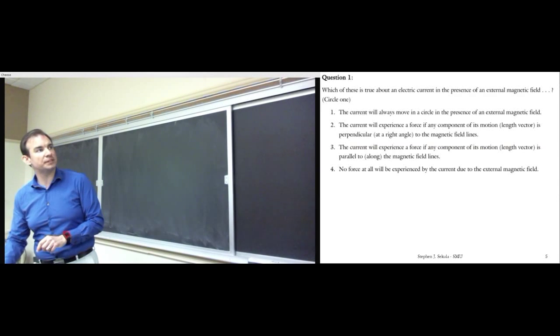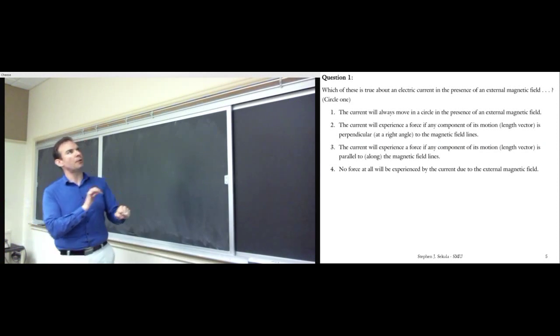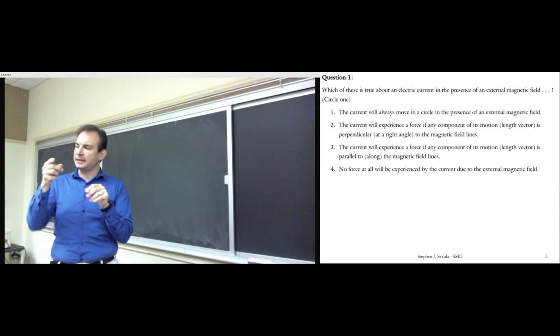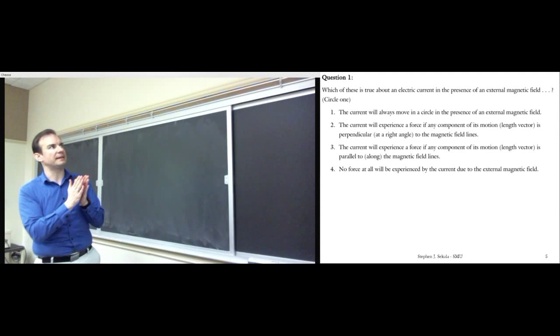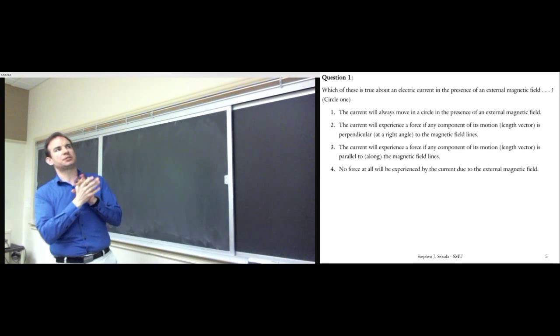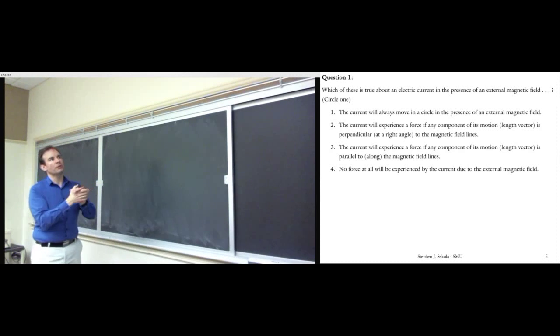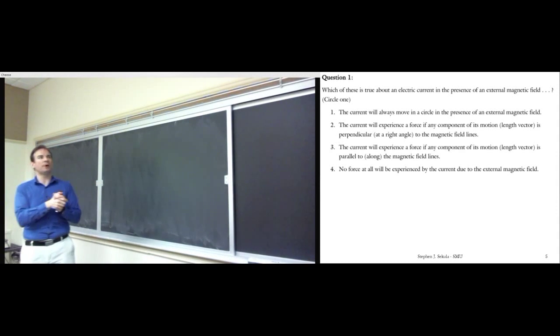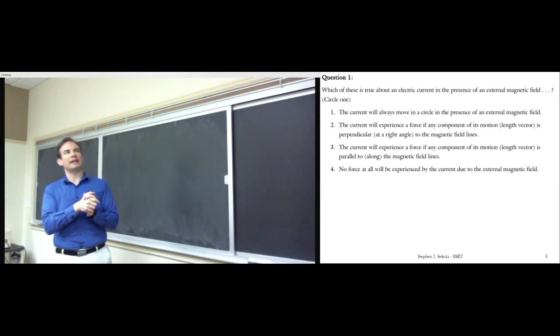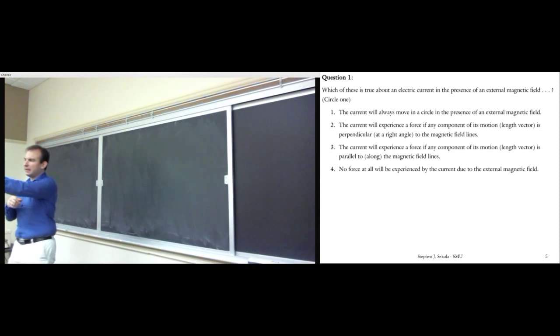Okay, so answers to the quiz questions. Which of these is true about an electric current in the presence of an external magnetic field? So you have a current, and it's traveling in the presence of an external magnetic field. Is it one, the current will always move in a circle in the presence of an external magnetic field? Two, the current will experience a force if any component of its motion, length vector, is perpendicular at a right angle to the magnetic field lines. So if you have B, and any component of the current, I, points in such a way that component is perpendicular to the field, it experiences a force.